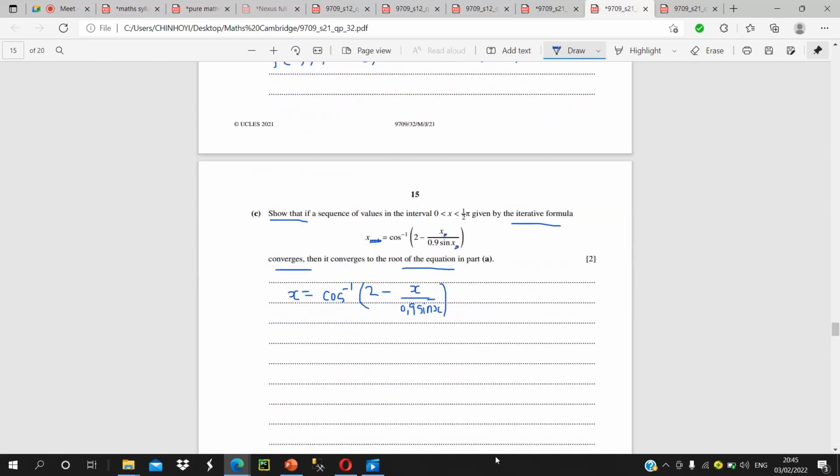So let's arrange. Here we have arc cos, right? Yes. Let's take arc cos to this side. If we remove arc cos to this side, it will be cos x, right? Yes. So it will be cos x is equal to bracket 2, or we can just remove this bracket, 2 minus x over 0.9 sine x, right? Are we together?